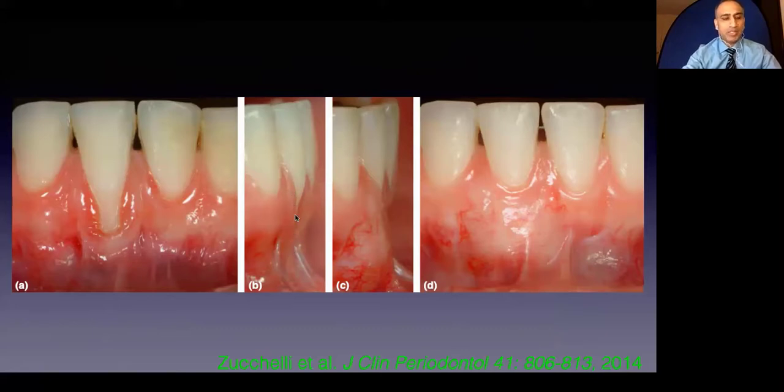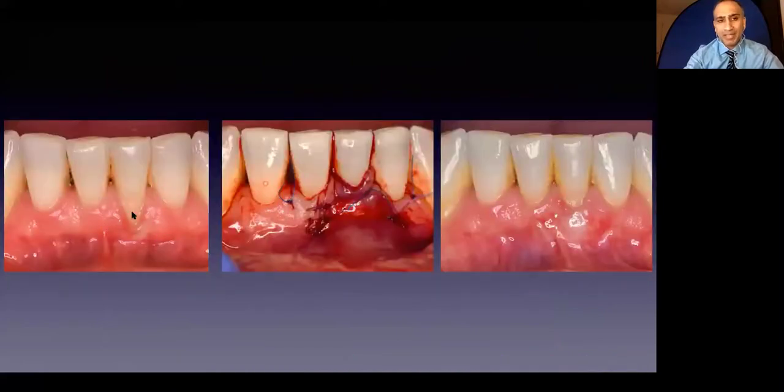You have to be mindful of the fact that there's very little to no vestibule, and you have to recreate that vestibule. This is one of my cases, a very similar situation, where there's a connective tissue graft underneath this vertically advanced flap. At 1 year, we can see nice root coverage with a gain in keratinized tissue.